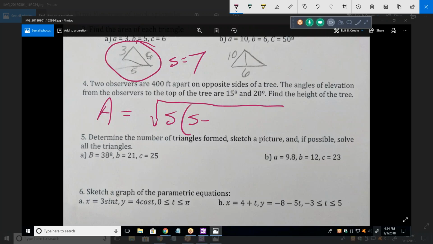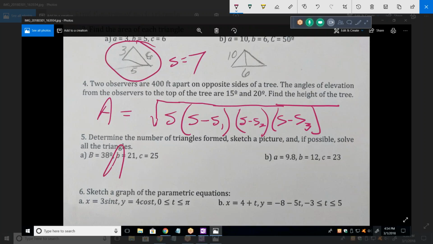Really, we could call that side 1. And then multiplication, like parentheses, S minus side 2. And then S times S minus side 3. That's it, exactly? Yep, that's what it says, where S is the semi-perimeter.